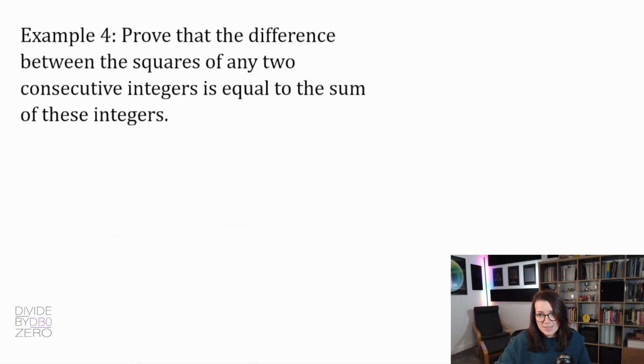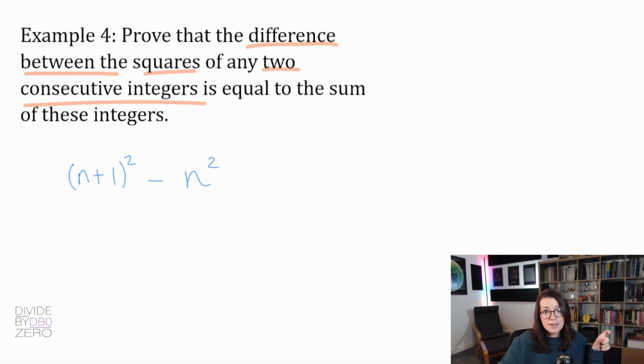Example 4: prove that the difference between the squares of any two consecutive integers is equal to the sum of these integers. We should do the difference between the squares of any two consecutive integers first. It doesn't specify here that it needs to be even integers or odd integers, so you can just go with maybe n plus 1 and n for your two consecutive integers. I've put them in that order because we want to square them and then this time take away. So I'm putting the bigger consecutive integer first, take away the smaller one.